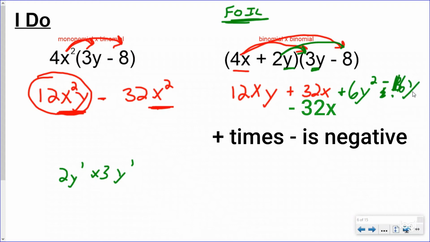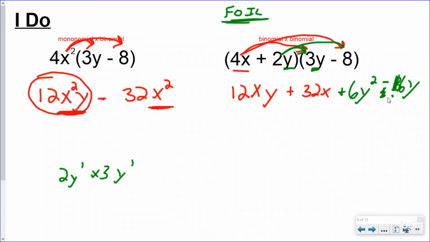And then y. So then if you could, you would simplify and combine any like terms. But again, here we have an xy, we have an x, we have a y squared, and just a y. So we can't combine any of those because they're not the same term. So our answer to this would be 12xy plus 32x plus 6y squared minus 16y.